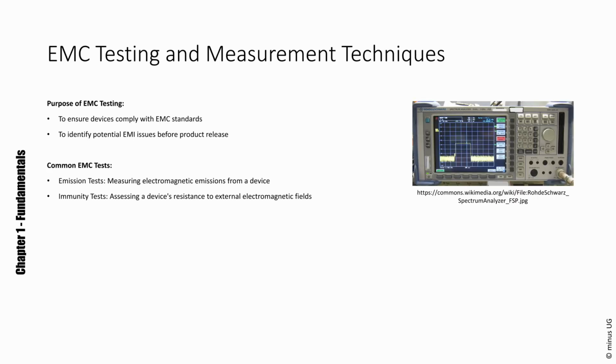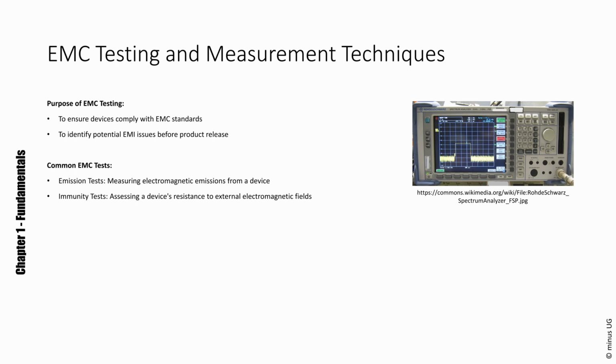EMC testing and measurement techniques. Purpose of EMC testing. The primary purpose of electromagnetic compatibility, EMC, testing is to ensure that devices comply with specific EMC standards set by regulatory bodies. These standards are designed to guarantee that electronic devices are not emitting excessive electromagnetic interference, EMI, and are adequately immune to external electromagnetic disturbances. Another critical aspect of EMC testing is to identify potential EMI issues during the product development phase, before the product is released into the market. This proactive approach helps in avoiding costly post-market modifications and ensures that the product is both safe and functional in its intended electromagnetic environment.